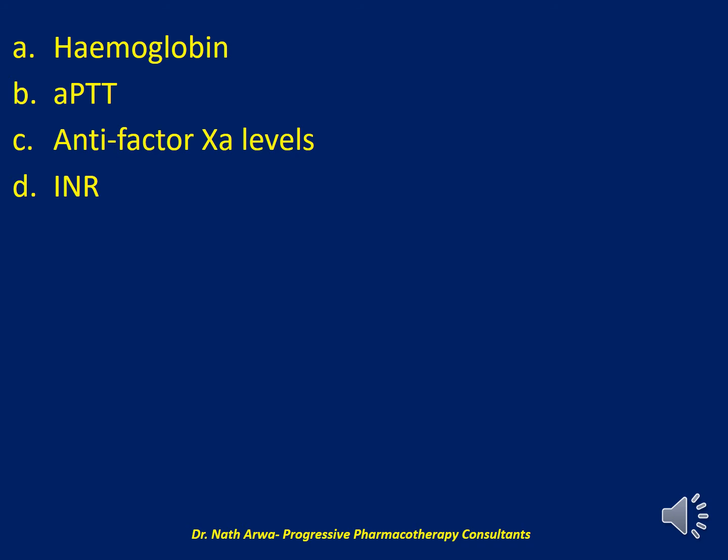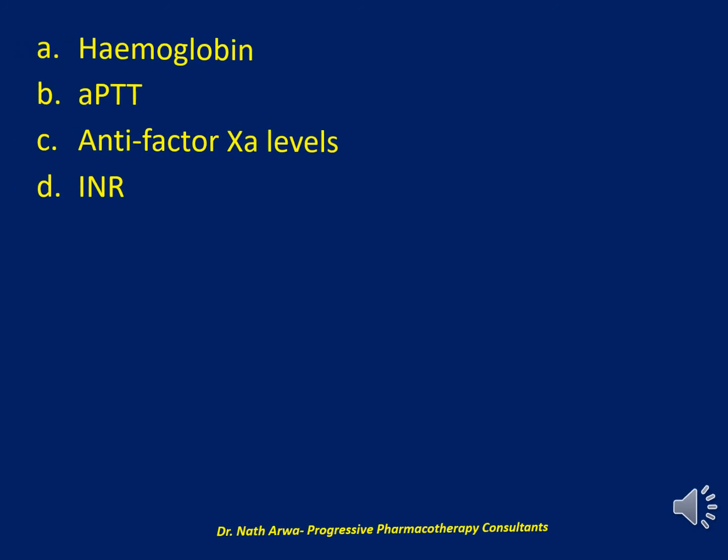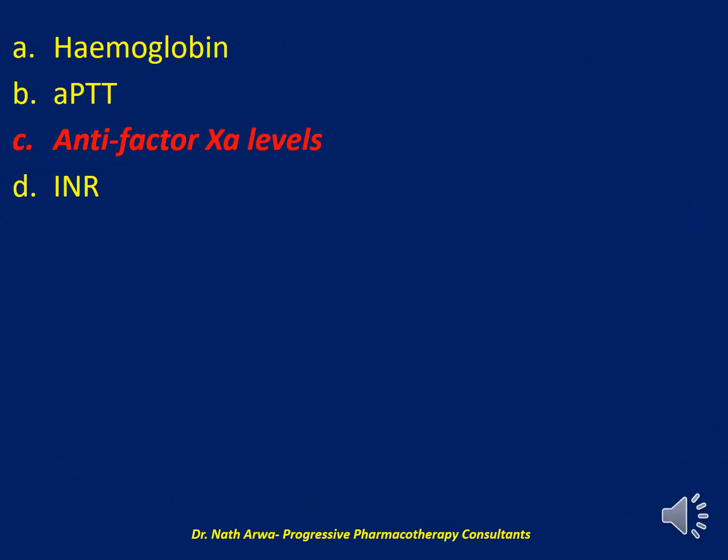Would it be hemoglobin? Would it be APTT? Would it be anti-factor 10A levels? Or would it be the patient's INR? I'll give you 10 seconds to choose the correct answer. Anti-factor 10A levels it would be. Now, rivaroxaban is a factor 10A inhibitor. Therefore, an anti-factor 10A level is the most appropriate.